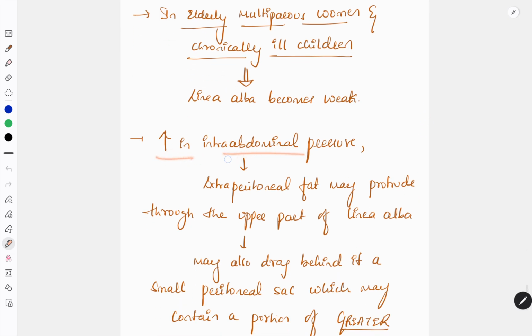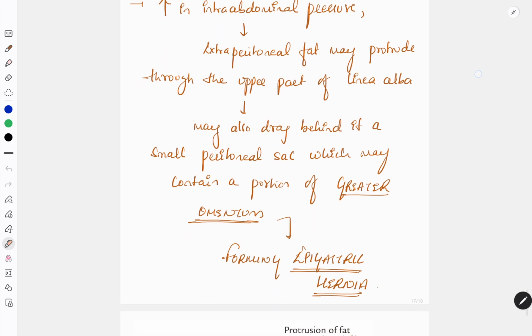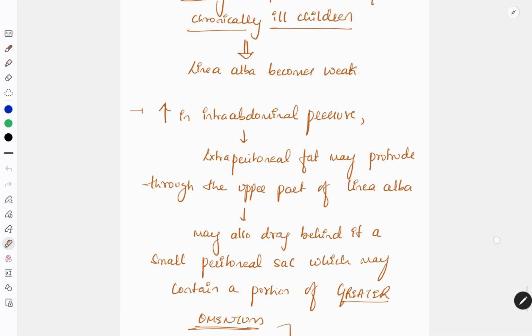And when there is increase in intra-abdominal pressure, the extraperitoneal fat may protrude through the upper part of the linea alba, because it is wider there and has a gap also. Now because it has become weak, first, and second, there is increase in intra-abdominal pressure, what will happen? The extraperitoneal fat may protrude through the upper part of the linea alba. It may also drag behind it a small peritoneal sac, which may contain a portion of the greater omentum, forming an epigastric hernia.